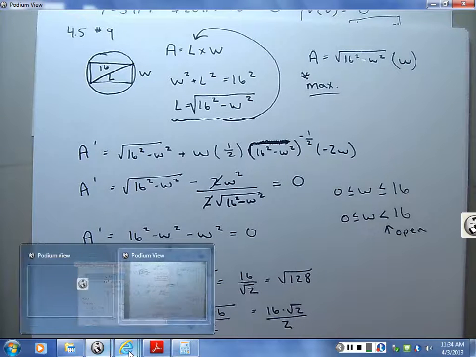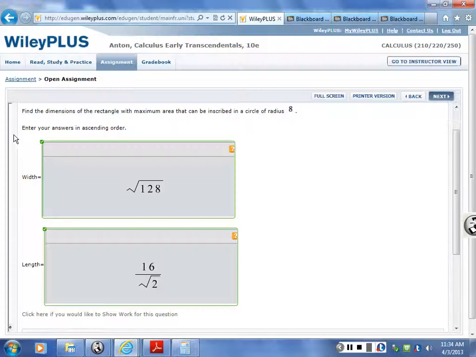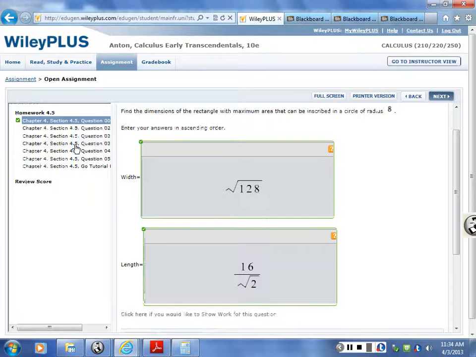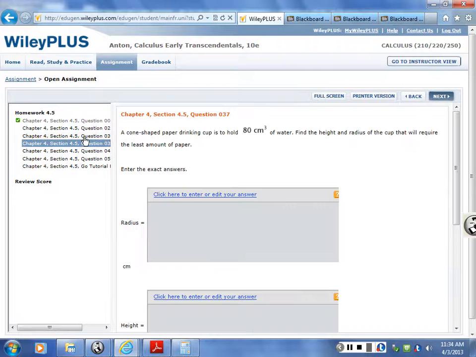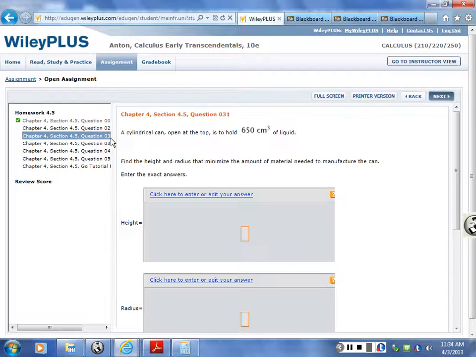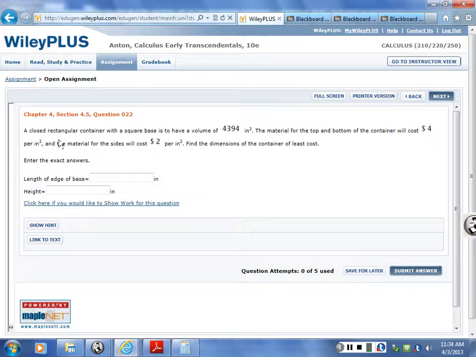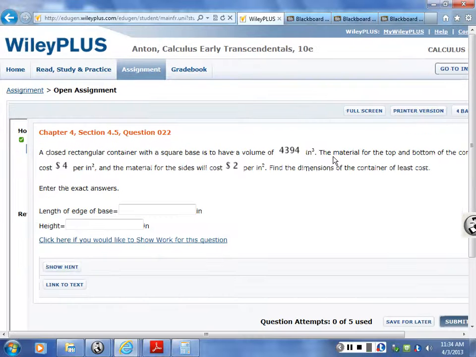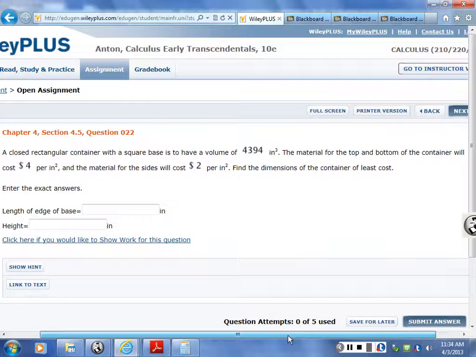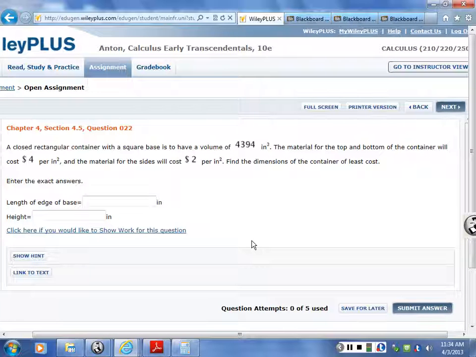So let's look at another problem on Wiley that comes up a lot, and I want you guys to work on this one. I've seen this come up on final exams. We have a closed rectangular container with square bases. So, square base. The volume is 4,394 inches cubed.